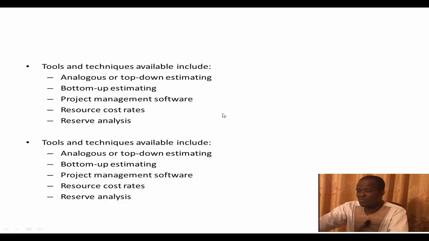Then we have the bottom-up estimates. If you compare the two, the bottom-up estimate looks more at the work package level. Okay, if you're looking at the WBS, those who are going to carry out the tasks, for example, on the ground, will be asked to estimate how much it's going to cost, and then that can be moved up higher until you get a cumulative estimate for the project.